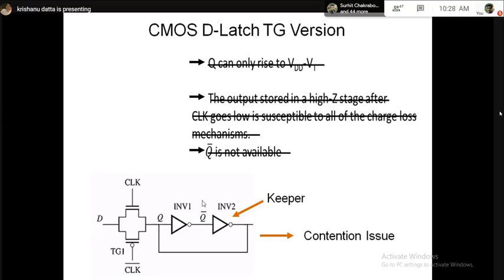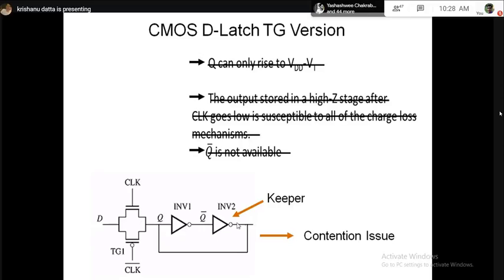I have a couple of nice pictures so that you can understand easily. But the idea is that at a high level, you can see right now the connection is something like a back-to-back inverter. So you start with Q bar and you come back to Q. I told you at the very beginning, whenever you have this back-to-back inverter structure, this is our typical memory element. It helps to hold the charge.